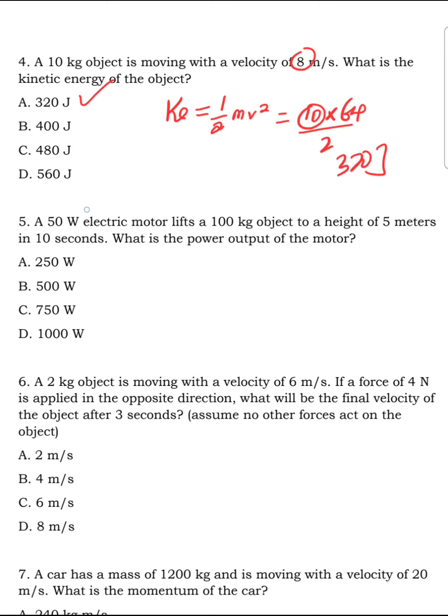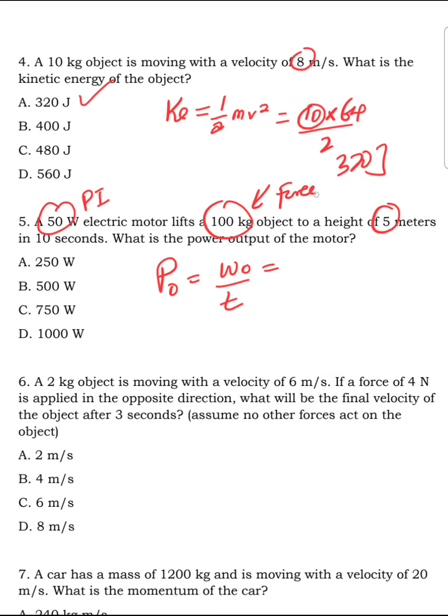A 50-watt electrical motor lifts a 100 kg object to a height of 5 meters in 10 seconds. What is the power output of the motor? Now, this is a power input. They're looking for the power output. So power output is just equal to work output over time. The work output will be the mass multiplied by gravity and height, but this mass should first be taken into a force. So that will be 100, 9.8 as gravity. Then we have 5 there, over time, which is 10 seconds.